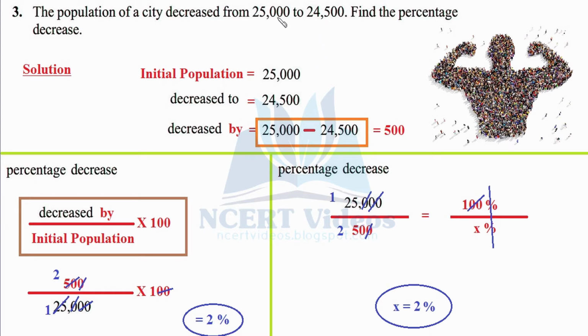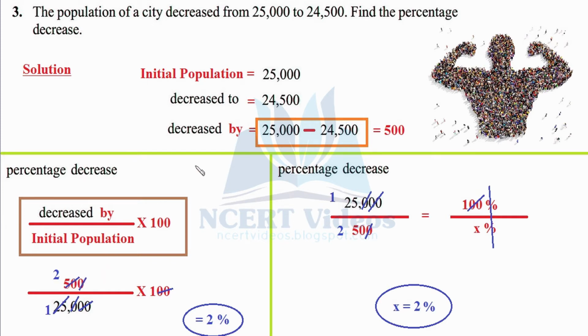Now, the current population of this city is 24,500. That means some of the people have gone. Now, we have to find first the decrease by, meaning by how much amount it is decreased. It means subtraction. So you can clearly see it is 500 away from this number. So when you subtract it, you get 500. Now we have to find the percentage decrease. Well, percentage is what? First of all, you write how much decreased. So it is decreased by 500.